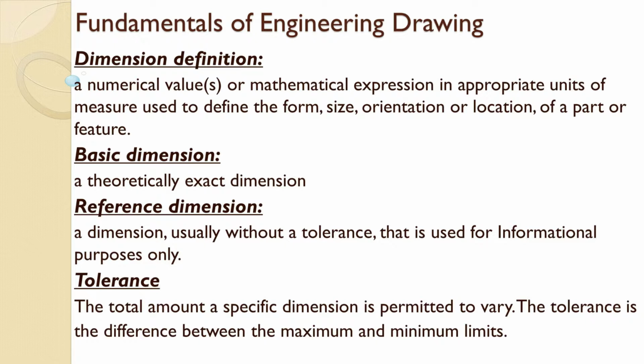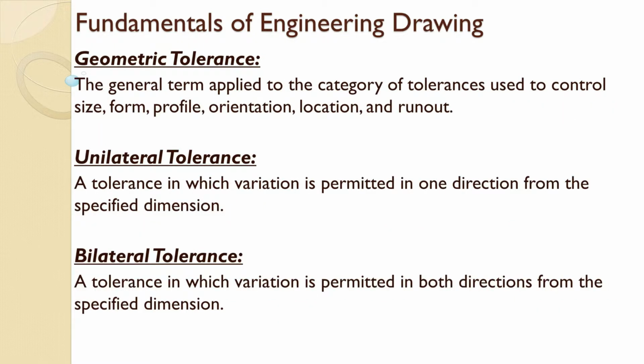Tolerance. The total amount a specific dimension is permitted to vary. The tolerance is the difference between the maximum and minimum limits. Geometric tolerance. It is the general term applied to the category of tolerances used to control size, form, profile, orientation, location, and runout.